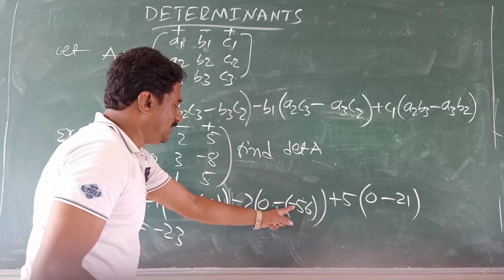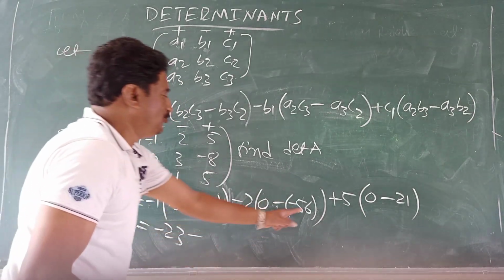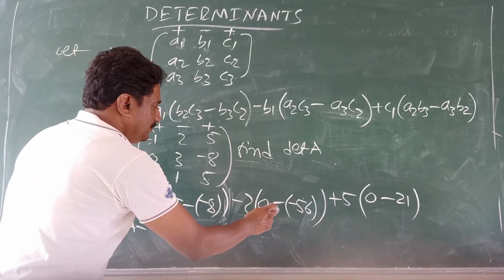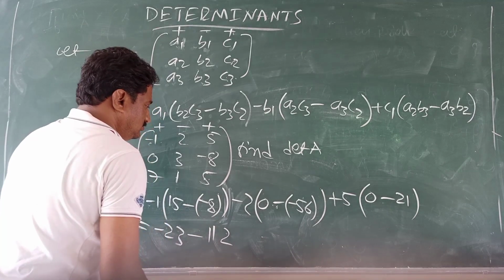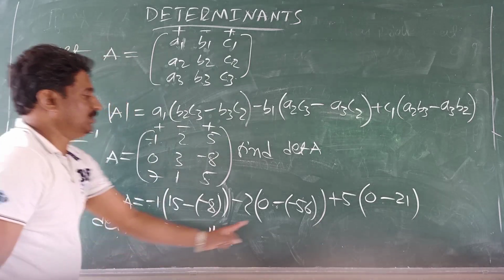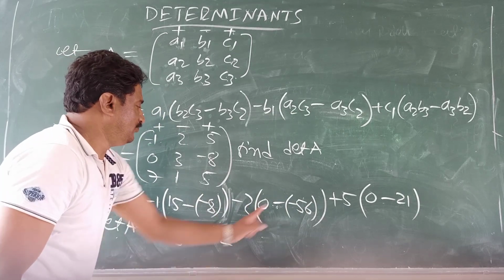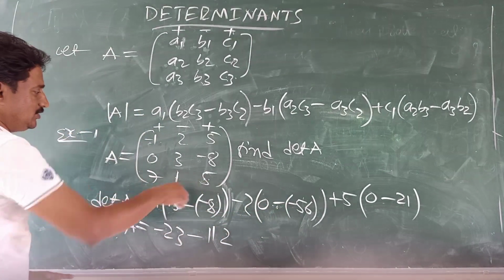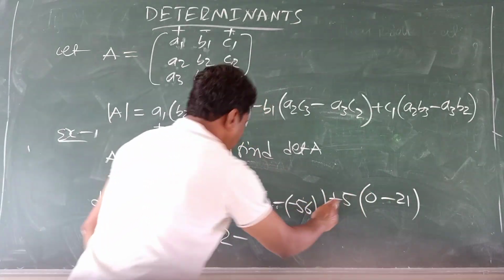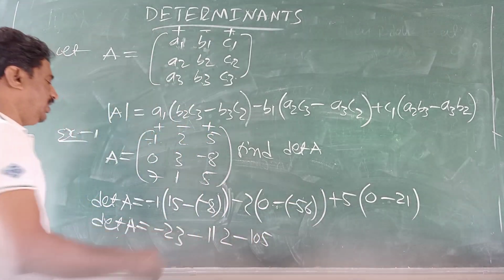Next, minus into minus plus. Plus into minus. 56 2s are... 6 2s are 12, 1. 5 2s are 10, 11. Minus into minus plus into minus. Let's come to that. Minus 21 5s are... Minus to plus minus. 5 1s are 5. 5 2s are 10. Okay. Now you have this.